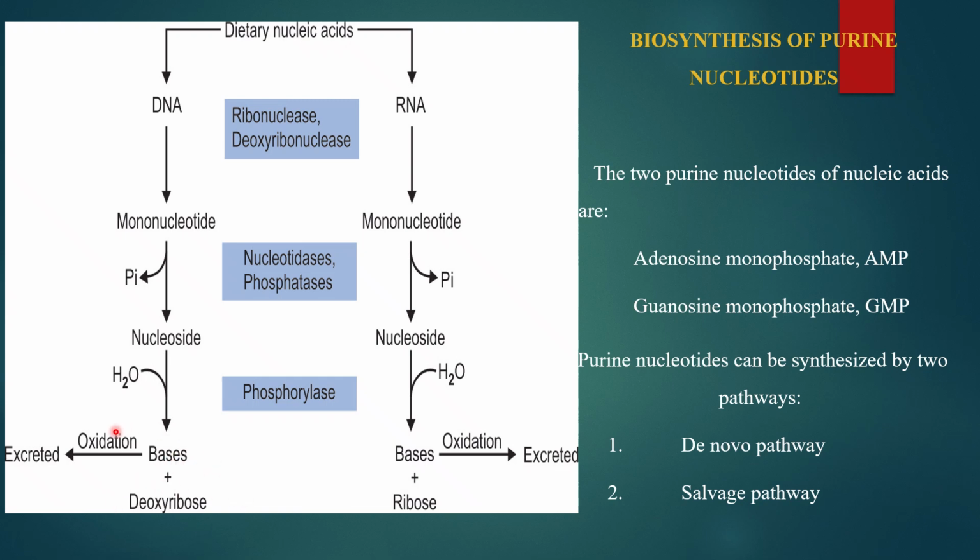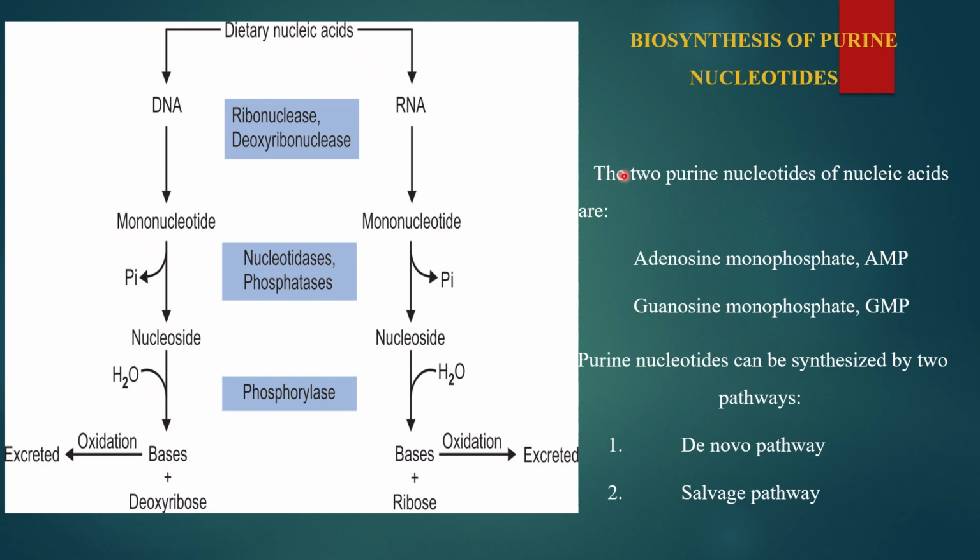Further, the bases can be oxidized to carbon dioxide and ammonia, which can subsequently be excreted in the urine. So this is the fate of bases. Further, these ribose and deoxyribose sugars can also be absorbed in the body and come into the blood. So this is the metabolic fate of these dietary nucleic acids. So for synthesis of DNA and RNA, we have to depend on endogenous synthesis of these purines and pyrimidines.